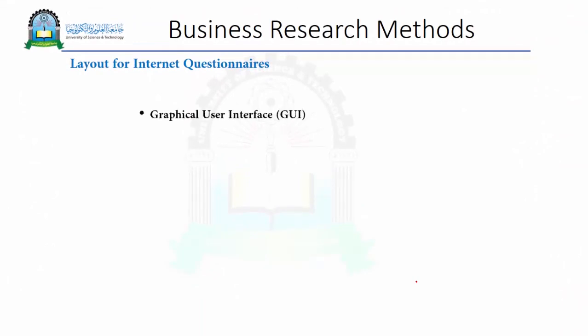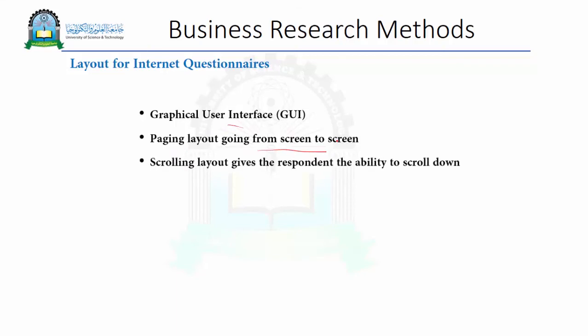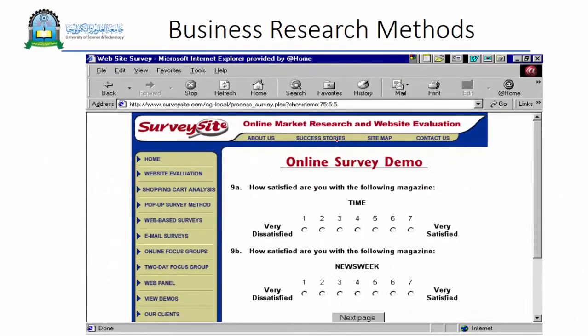The layout for internet questionnaire using some softwares like graphical user interface, paging layout going from screen to screen. Scrolling layout gives the respondents the ability to scroll down or go from any question to question. Push the pattern, which is going to be the answers, and it's going to be collected electronically. Status bar. So a lot of things which can ease the questionnaire.